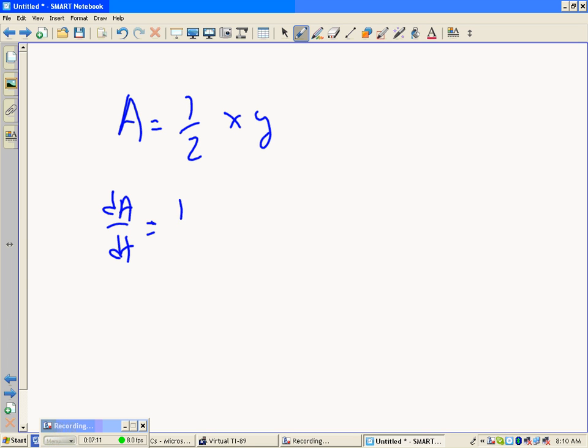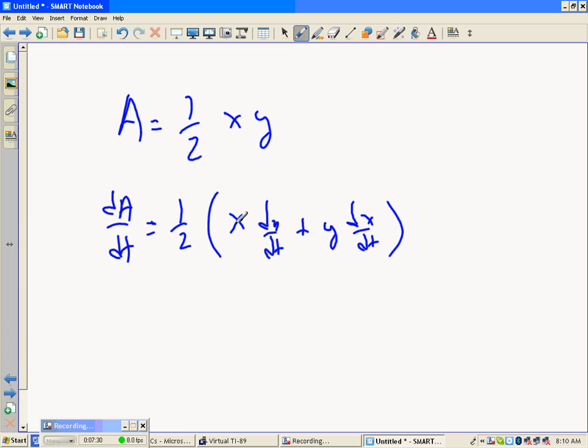is equal to, I'm going to keep the 1/2 out of this. Do a product rule. What do you get? First times the derivative of the second. What's that? dy/dt. Plus y times derivative of the first. There you go. Okay, so you can figure out dA/dt by plugging in stuff.